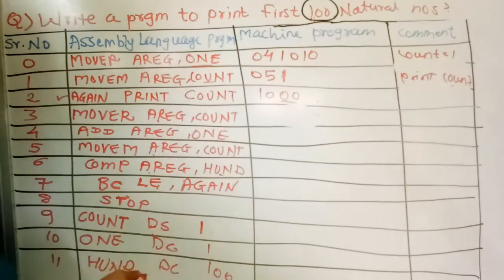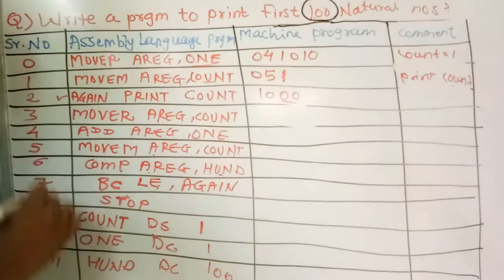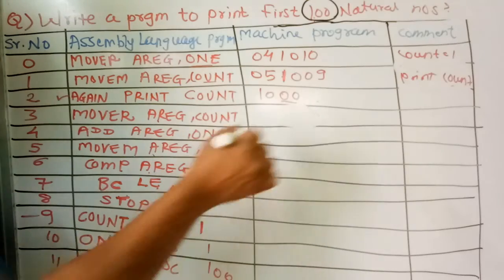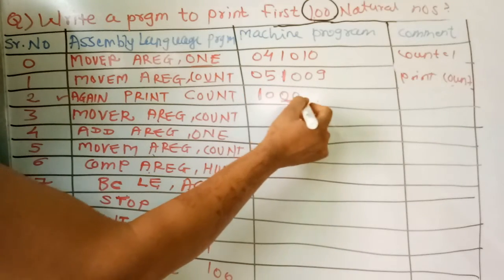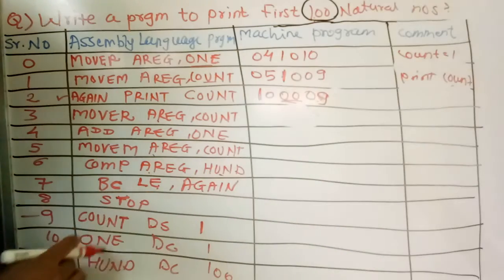Its number is 1, but the value for the counter is at the ninth position, so it is 009. For 10 also, it is a 10 for printing, 00 for operand 1 and 09 for operand 2.